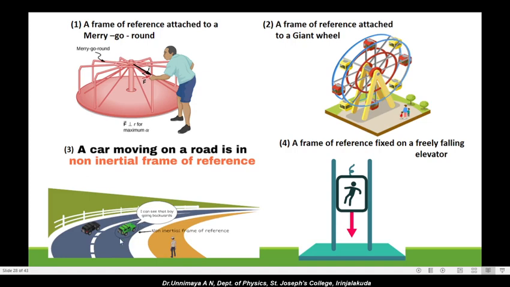But the person sitting inside the car is accelerating. Due to the acceleration of the car, he feels that the person is moving backwards. So this car, a moving car, can be considered as a non-inertial frame of reference. Another example for non-inertial frame of reference is a freely falling elevator.